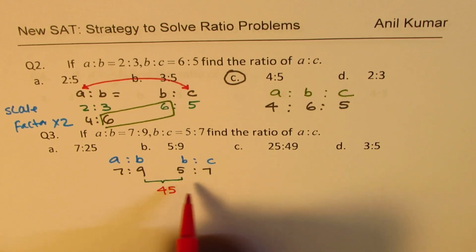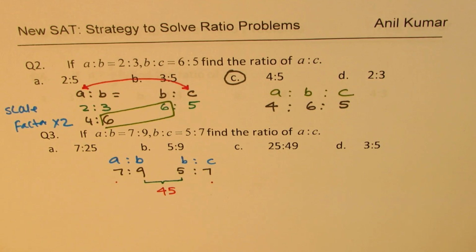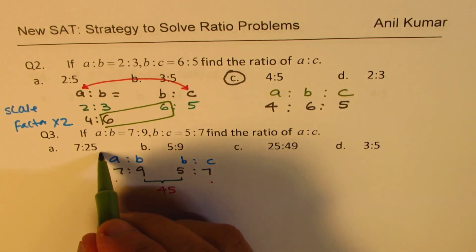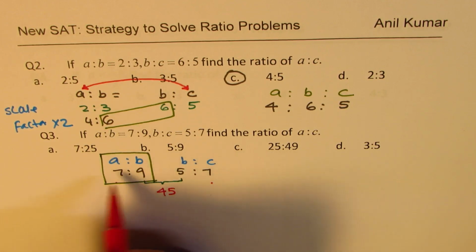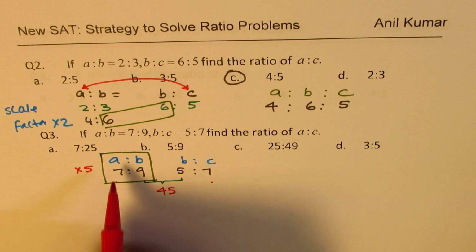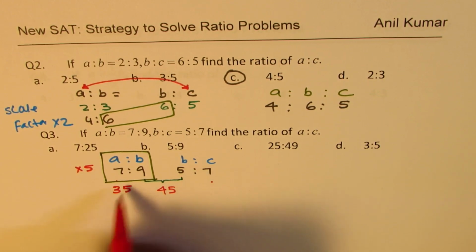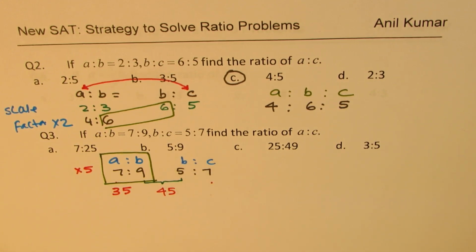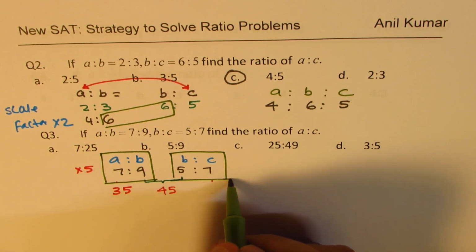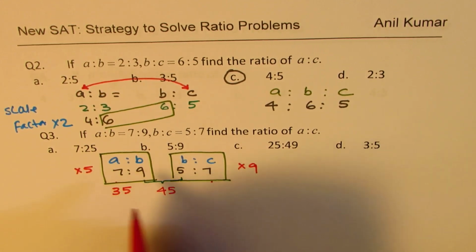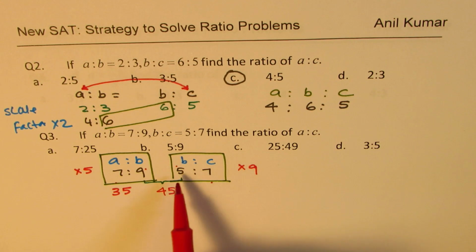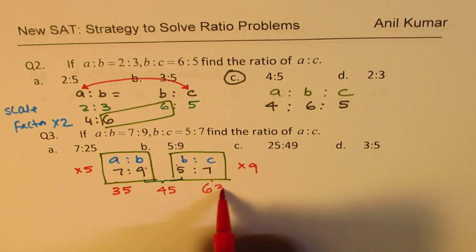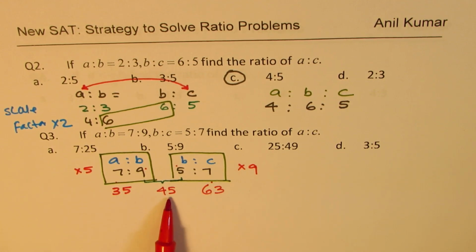So if I make both of them 45, I can directly relate A and C. Does it make sense? Now, how do I get 45 from this particular ratio? I can get 45 from this ratio if I times this by 5. So times 5. So if I times this by 5, I get A as 35. Correct? And how do I get 45 from the other group? I need to times that by 9, right? So these two numbers get multiplied to one another, right? So if I do that, then I do get 9 times 5 is 45 and 9 times 7 is 63. Correct? So I get this ratio, 35, 45, 63.